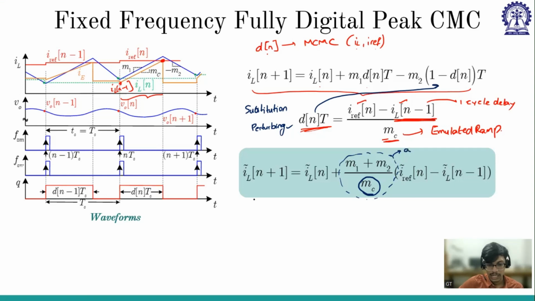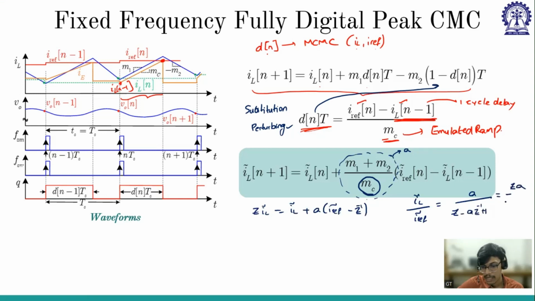If I apply the Z transform, what will I get? Z into IL perturb of Z is equal to IL perturb of Z plus A into I reference perturb of Z minus Z inverse. So if I do IL perturb of Z by I reference perturb of Z, I will get A by Z minus A Z inverse plus 1, which, if I multiply by Z, gives ZA by Z square minus A plus 1, AZ plus 1. Or I think I made a mistake.